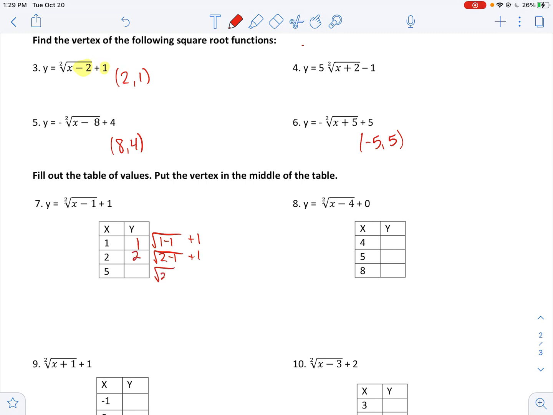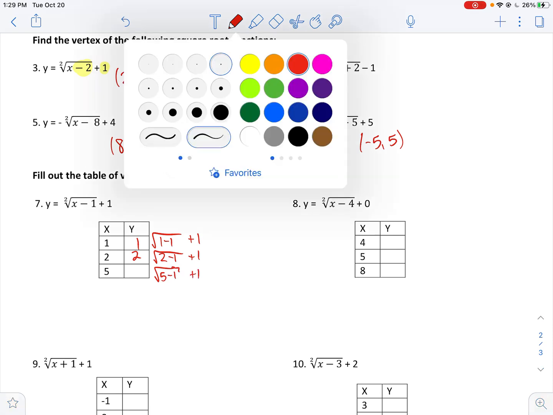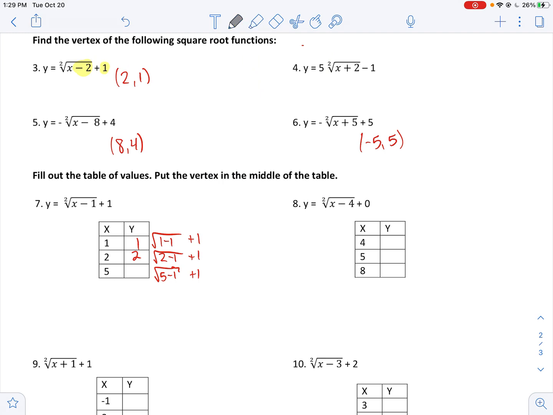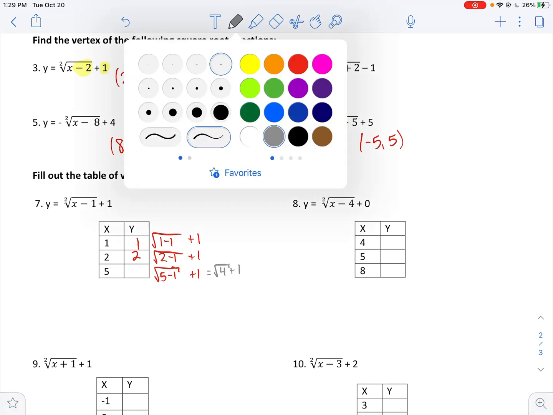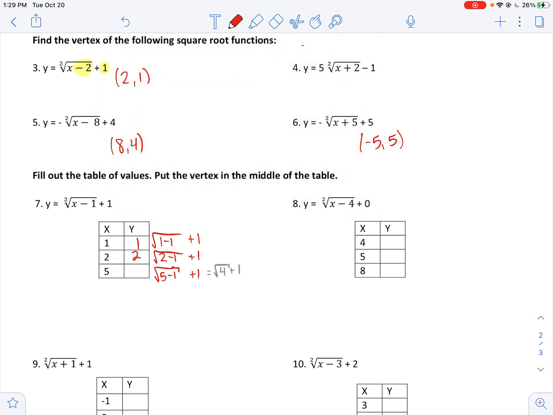And then here I've got 5 minus 1, square rooted, plus 1. And on that last one specifically, that would be the square root of 4 plus 1. So do your square root first. That would be 2 plus 1 is 3. Same idea for the rest of these. Plug in those values for x.